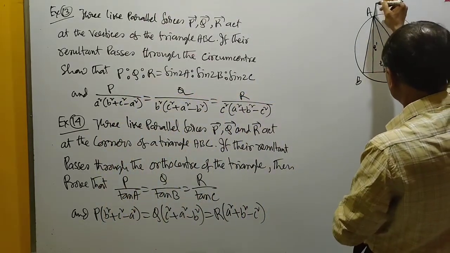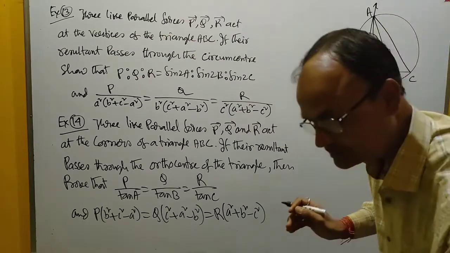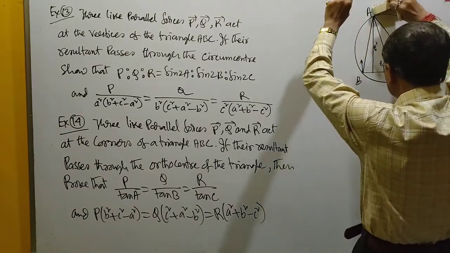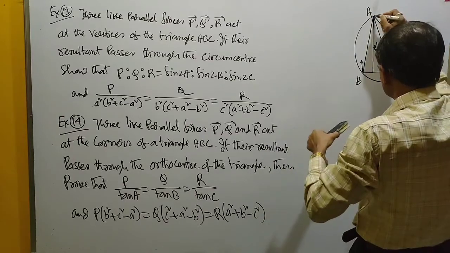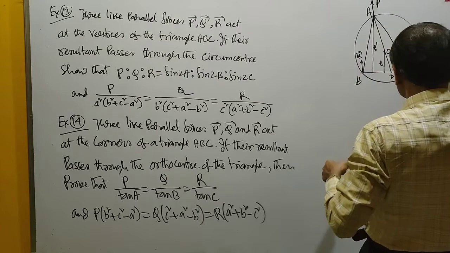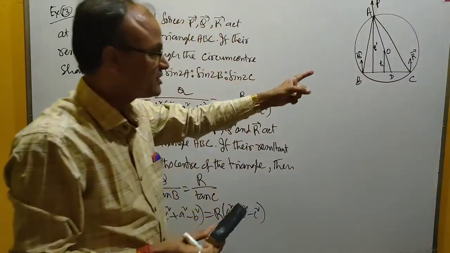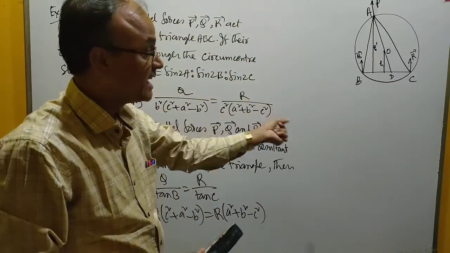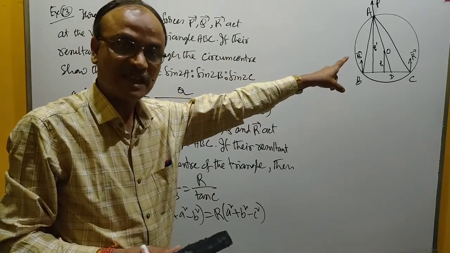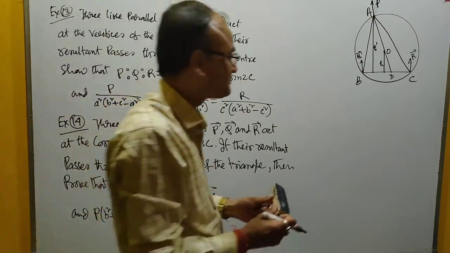P, Q, R are like parallel forces acting at A, B, C respectively. Their resultant passes through the circumcenter of the triangle.